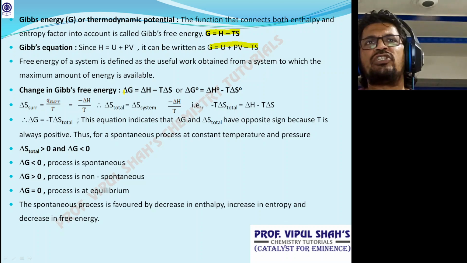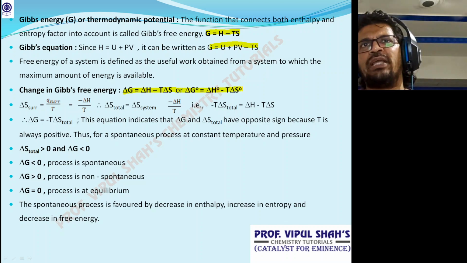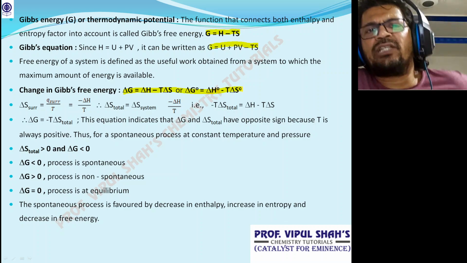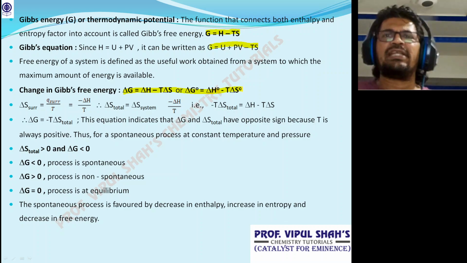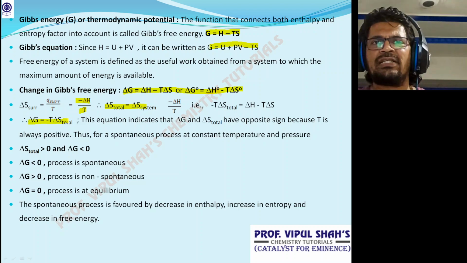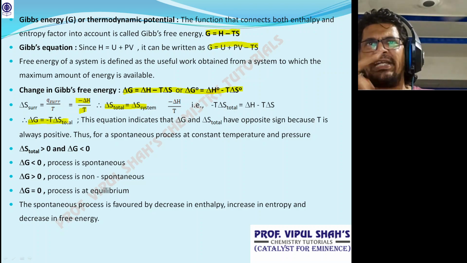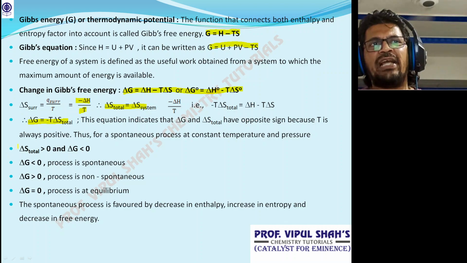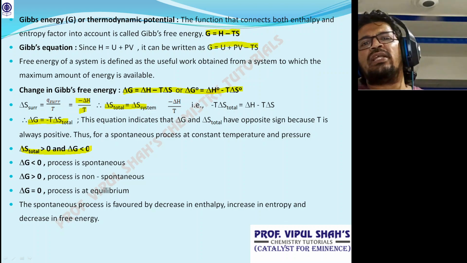So the Gibbs free energy change, delta G, is delta H minus T delta S, and for standard conditions, delta G naught is equal to delta H naught minus T delta S naught. Now delta S of the surroundings will be the Q of the surroundings by T, which is minus delta H by T. So delta S total will be system plus surroundings. If I equate both, what is the understanding? Delta G is minus T delta S total. Now temperature is never negative, so delta G and delta S are opposites. They have opposite signs. Which means if delta S total is more than 0, the process is spontaneous, and if delta G is less than 0, then the process is spontaneous.